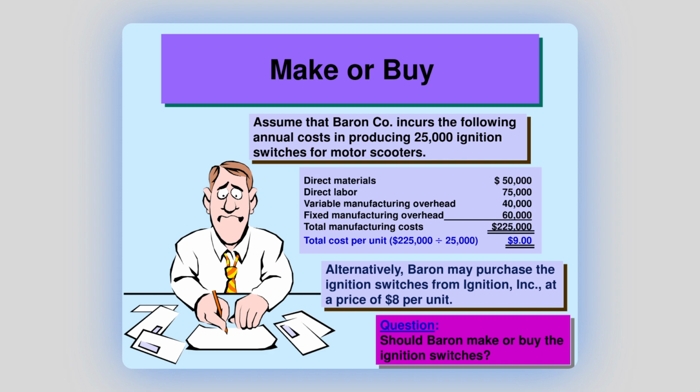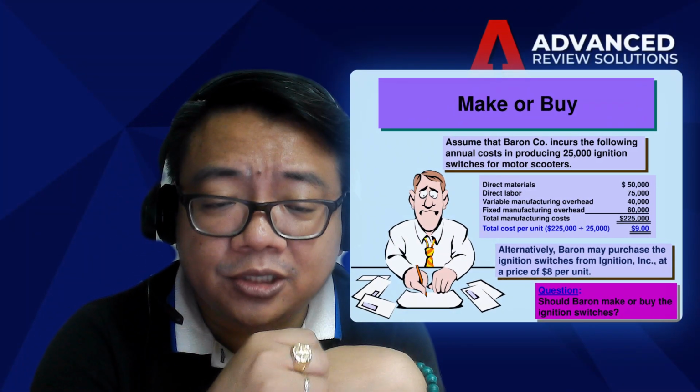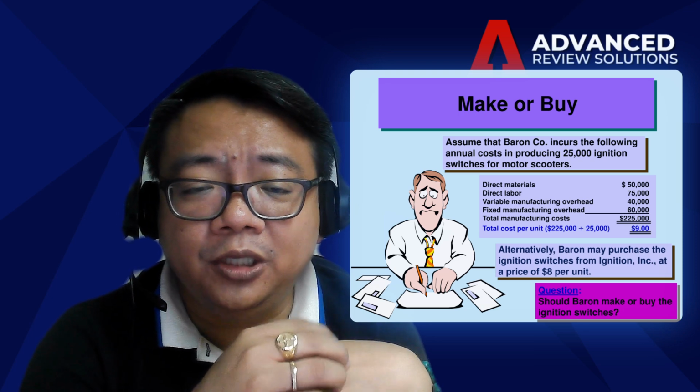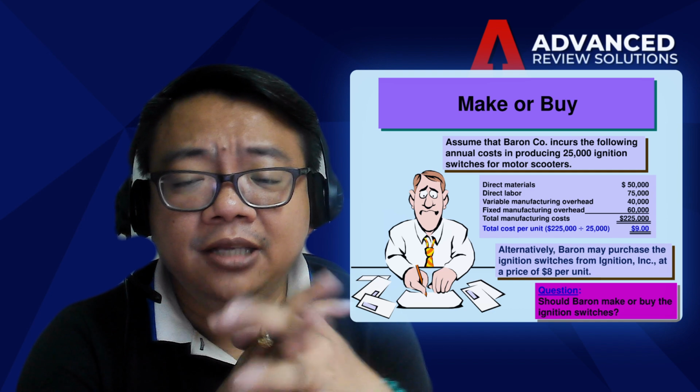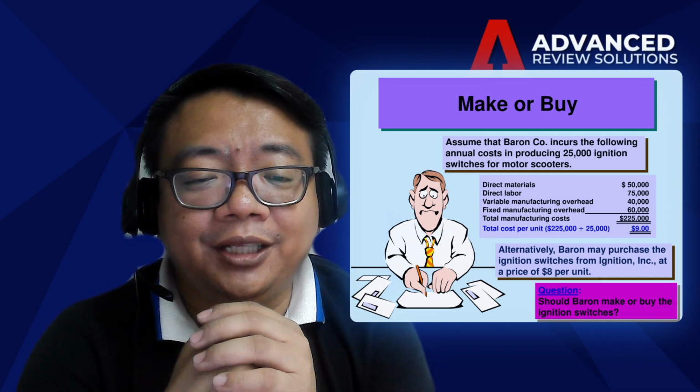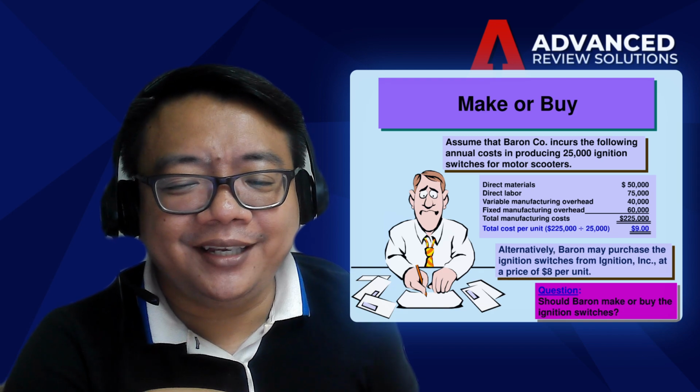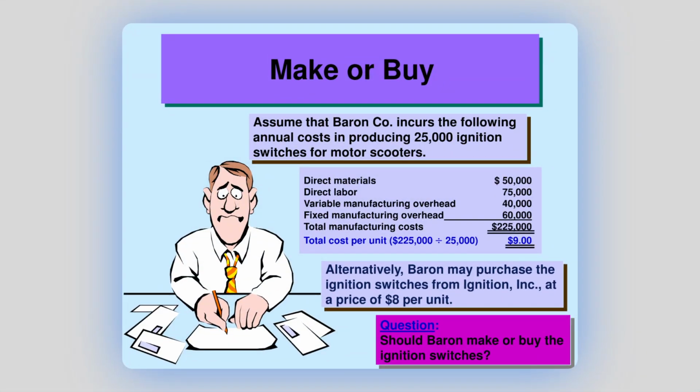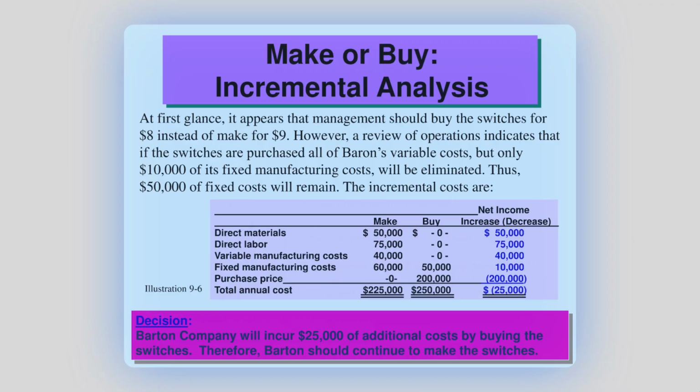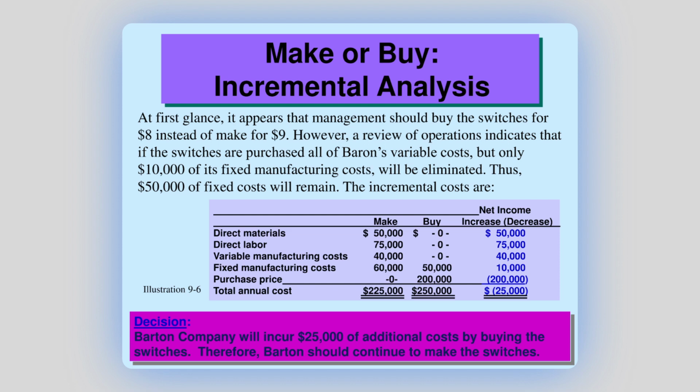Alternatively, Baron may purchase the ignition switches at 8. Siyempre, kung if you will make your own product, 9 pesos would be your total cost per unit. Pero pag bibili tayo sa labas, 8 pesos. So what would be your decision? I will buy. Why? 8 pesos eh. Okay. Tama ba yung decision natin? Okay. So at first glance, of course, it appears that the management, okay, should buy the switches for 8, no, instead of making them for 9, no.